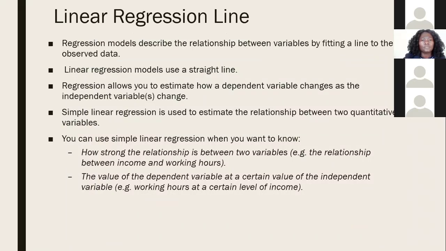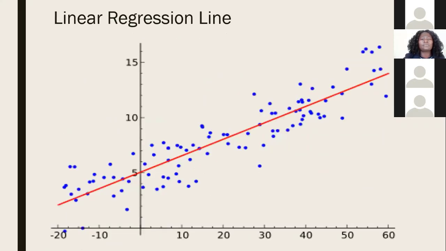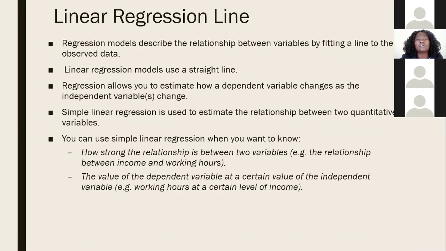Then we also can present data using what is called linear regression. So what is linear regression? It describes the relationship between variables by fitting a line to the observed data. So we want to look at the relationship between different variables. And when we are looking at linear regression, those models, they use a straight line.